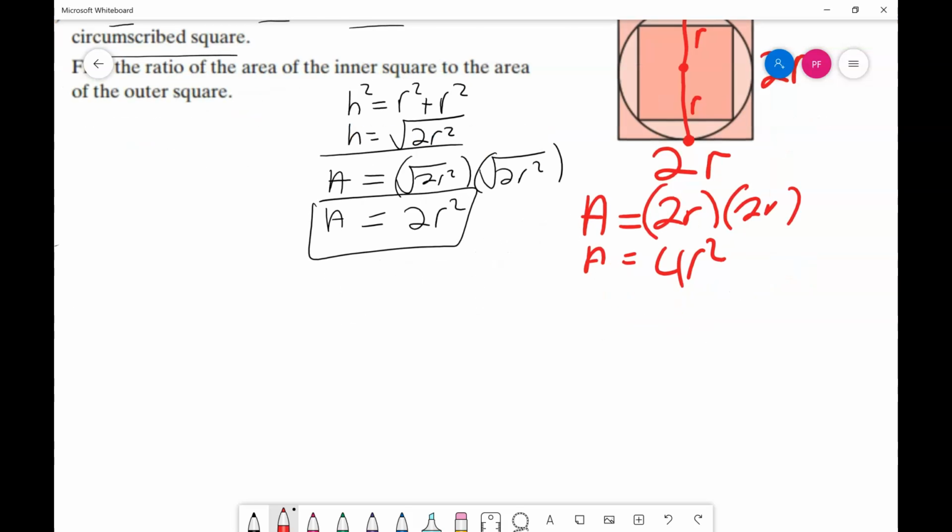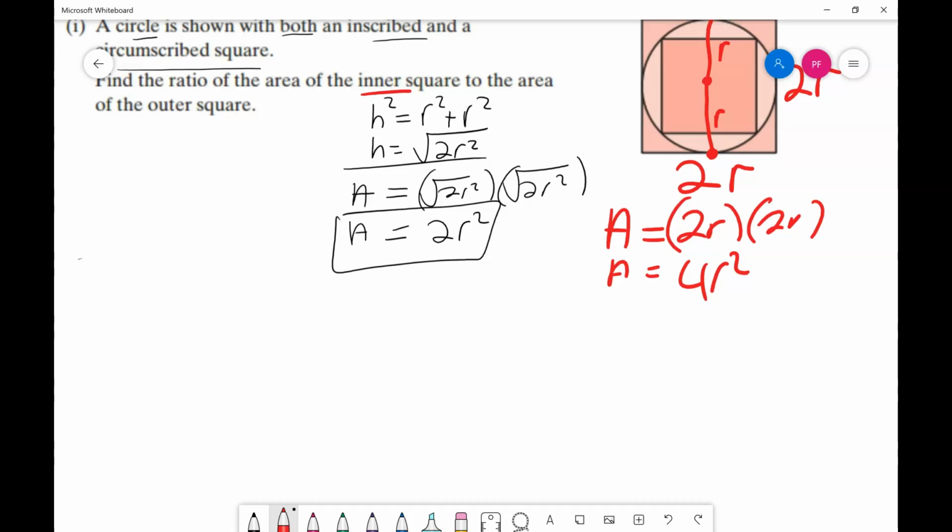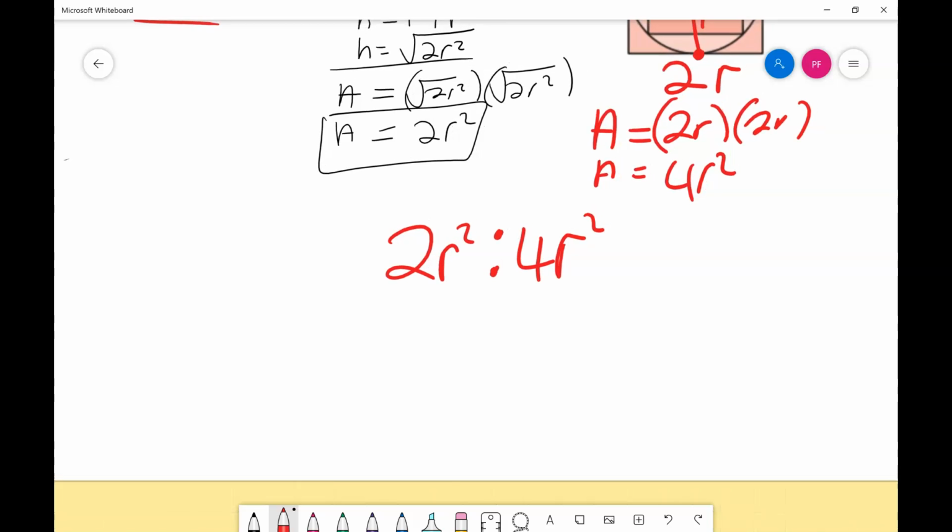So if we look at the ratio of the area of the inner square to the area of the outer square, the ratio is 2r squared is to 4r squared. Now we simplify it the same way we simplify fractions. r squared can be taken off both sides. Both sides can be divided by 2. So if I divide the left by 2r squared, I get 1. If I divide the right by 2r squared, I get 2. So the ratio is 1:2.